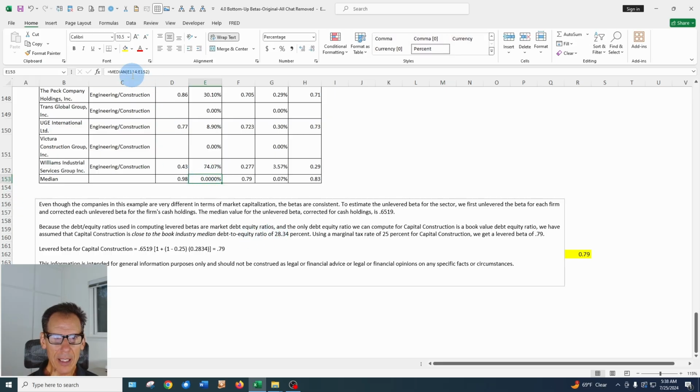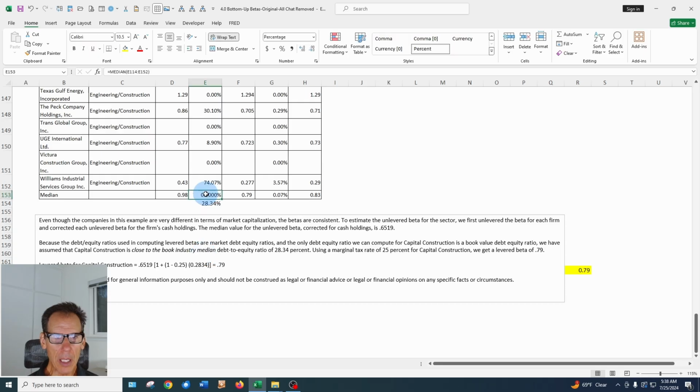When I use median, I get 0. If I use average, I'm going to get 28.34. This is the median. Here's the average. When you're seeing something like this where the median is showing nothing, you're going to want to probably switch over and use average. Using a marginal tax rate of 25% for Capital Construction, we get a levered beta of 0.79. Levered beta: 0.65191 times 1 plus 28.3479.